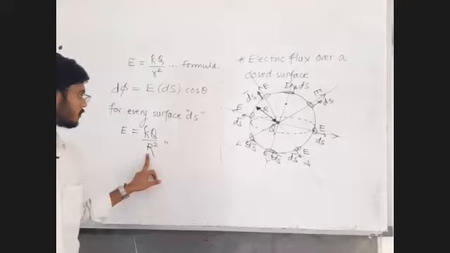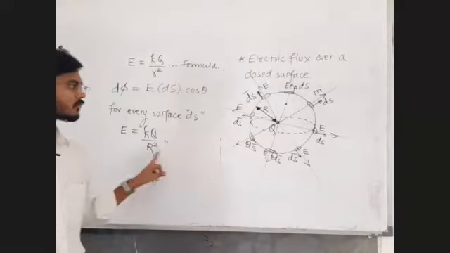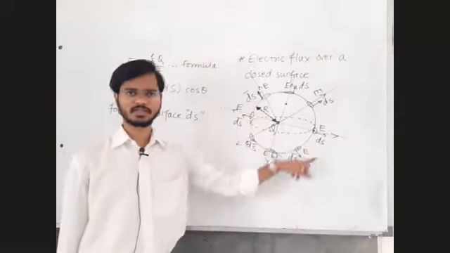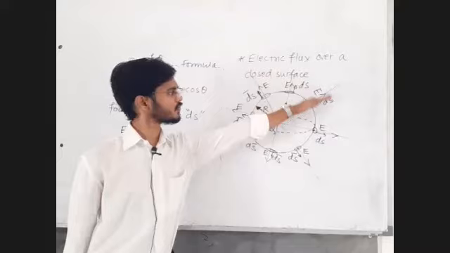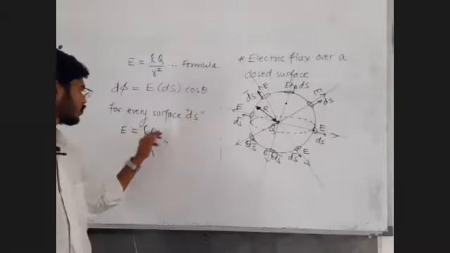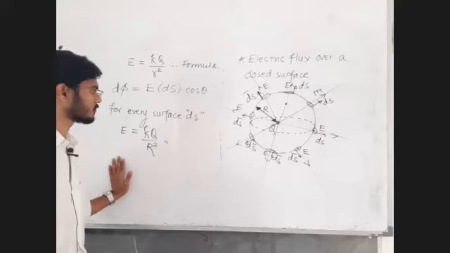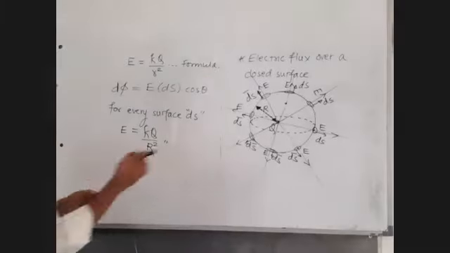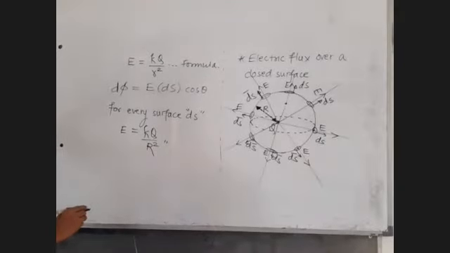Up to this point, at each and every point on the surface, directions of electric field are different, but magnitude is what? K into Q upon R square. Yes. Fine. All right.